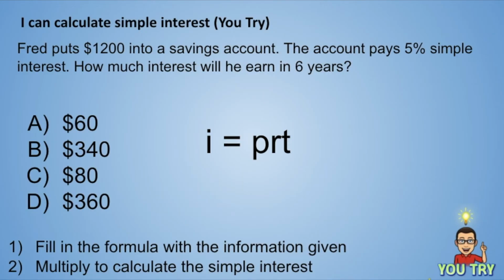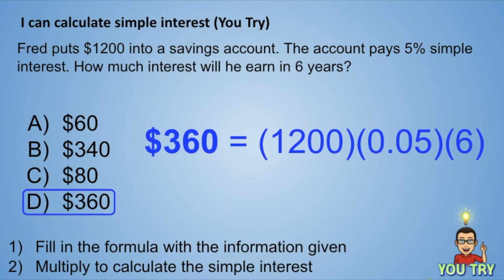Let's take a look at the solution. After putting all of the information into the formula and multiplying, we can see the correct answer is D, $360.